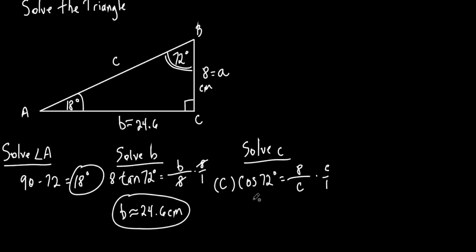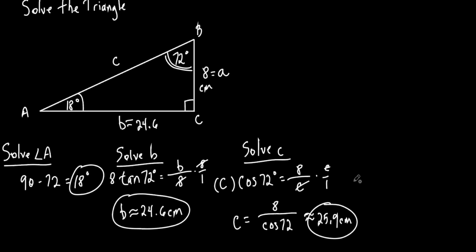But now I got to get rid of the cosine of 72. How do I get rid of the cosine of 72? I divide it. So what do I have? I've got 8 over the cosine of 72. Let's put that in the calculator. Here we go. 8 divided by the cosine of 72, and you get 25 point, we'll round it to one decimal place, 0.9. So approximately 25.9, and this is in centimeters, so we put centimeters, and then we're good to go.